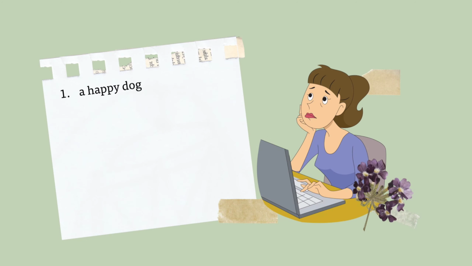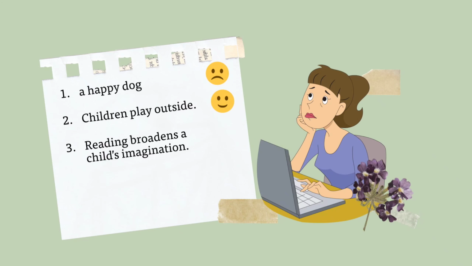Number 1. A happy dog. Is that a sentence or a non-sentence? Very good. That is a non-sentence. Number 2. Children play outside. Is that a sentence or a non-sentence? Excellent. That is a sentence. Number 3. Reading broadens a child's imagination. Is that a sentence or a non-sentence? Great! That is a sentence.